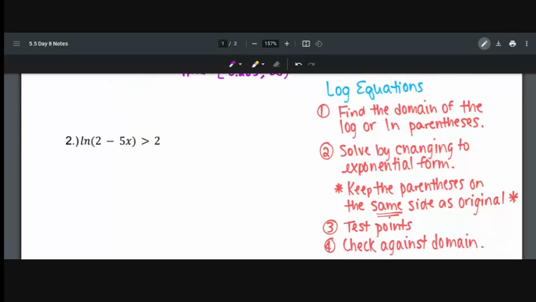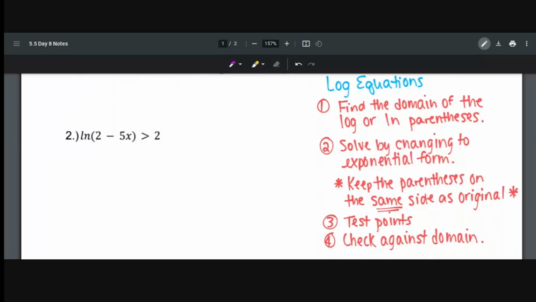Again, if you want to pause the video, write down all the steps, and then unpause when you're ready to start problem number 2. All right, so this is going to be a logarithmic equation to begin with, since it has natural log, right? This is in log form. And we should remember that in log form, we can only take the log of something that is positive. So we're going to find the domain first. And we know that 2 minus 5x has to be at least, well, it can't even be 0. It has to be greater than 0, right?